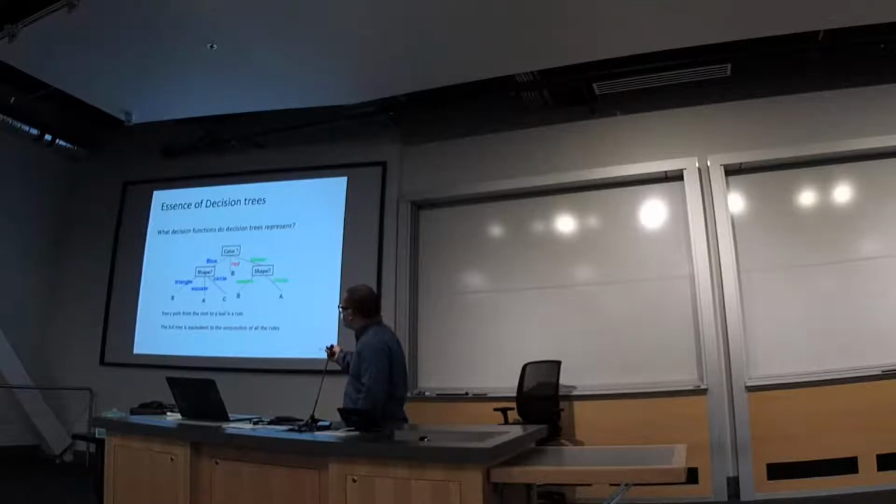Suppose you're predicting the label for a blue triangle, right? The path it goes through just tells you that if the color is blue, and if the shape type is triangle, then predict label B. And for this path, if the color is green and the type of shape is square, then predict label B. So you can see that every path from the root to a leaf is a rule. If you enumerate all possible paths from the tree, those are all the possible rules that can be used to make predictions. So the full tree is equivalent to the conjunction of all the rules.